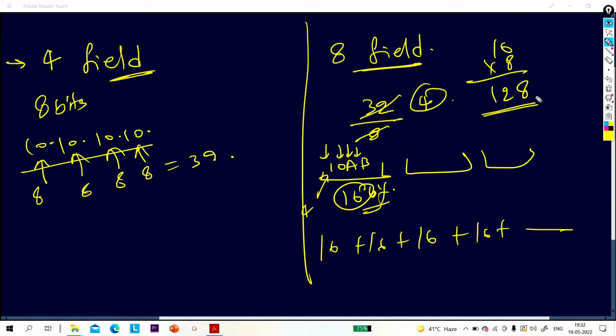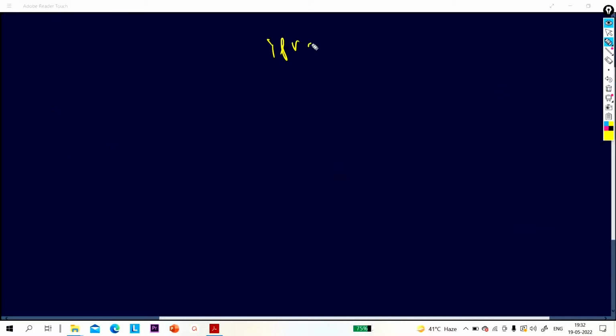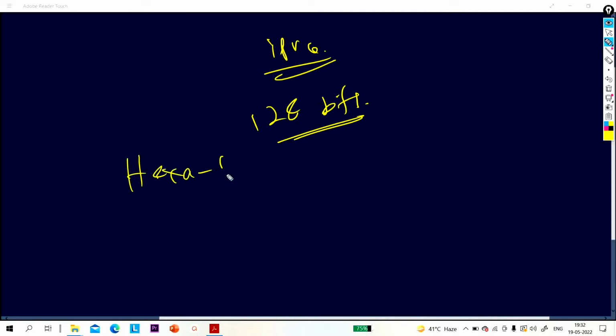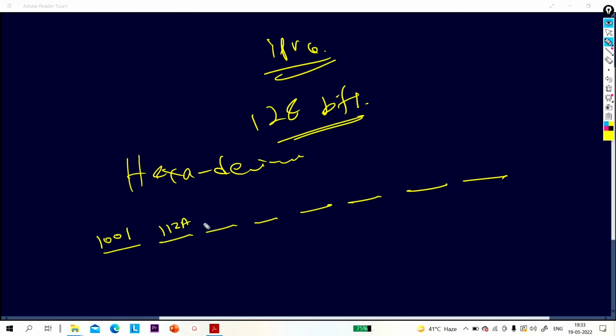128. So it is a 128 bits address. If I talk about IPv6, it is a 128 bits address represented in hexadecimal. Each character of hexadecimal consists of 4 bits, right? And there will be 8 fields, 1 2 3 4 5 6 7 8, right? And in each field there will be 4 characters like 1001, 112A. It can be anything, right?